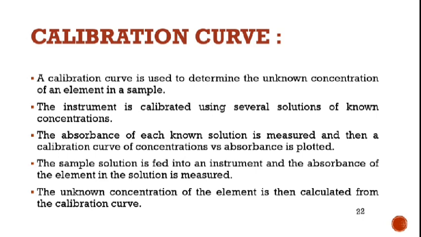The instrument is calibrated using several solutions of known concentrations. The absorbance of each known solution is measured and then a calibration curve of concentration versus absorbance is plotted. The sample solution is fed into an instrument and the absorbance of the element in the solution is measured. The unknown concentration of the element is then calculated from the calibration curve.